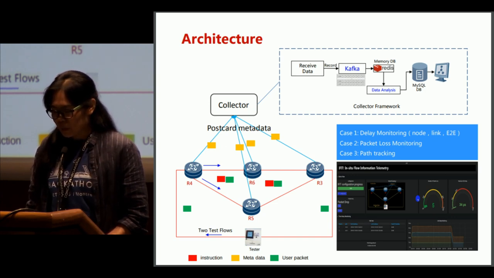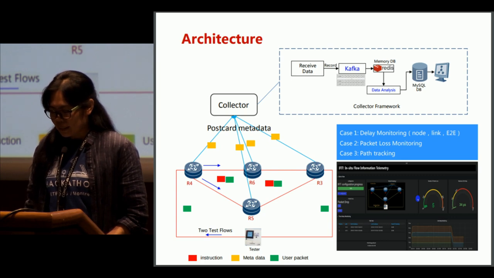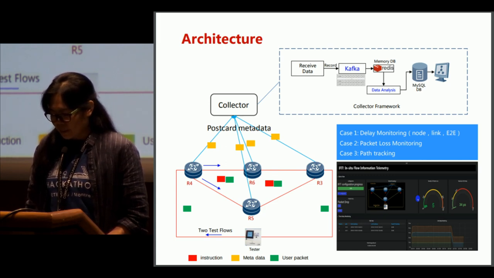We built the collector framework based on open source projects. For example, Kafka as a distributed message queue, Redis as the in-memory DB, and then Grafana as the GUI. So we collect all the metadata and program it to show the following three cases. At first is the delay monitor for each node, link, and end-to-end. We can see it from this panel, on the right of the panel.